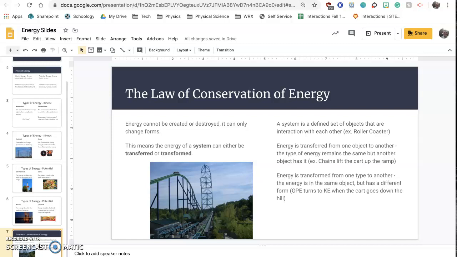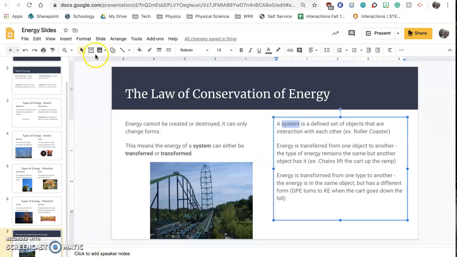And that is saying that energy cannot be created or destroyed. It can only change forms. So that means in a system, and I try to define these things to the right here, energy can either be transferred or transformed. When I look at a system, it is really just a defined set of stuff.